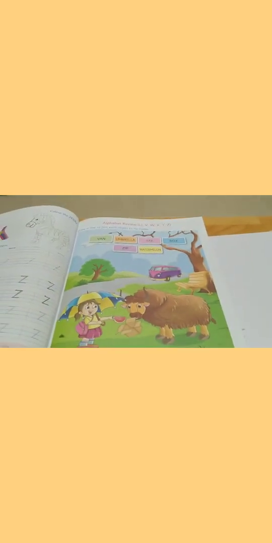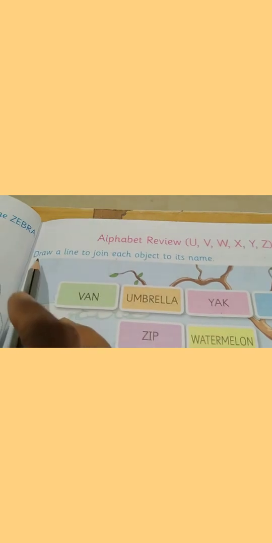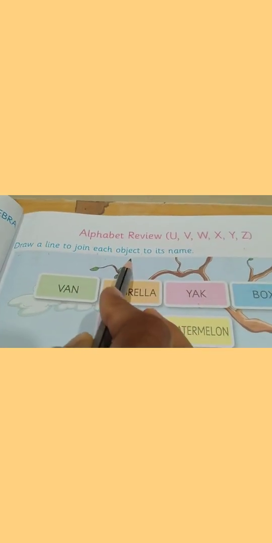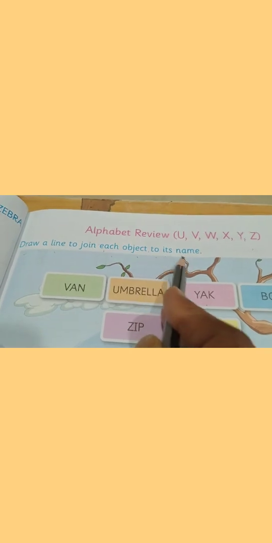See, this is the picture and you have to draw a line to join each object to its name. Now suppose this is a van, no? The van, you have to put a line. We have to join to the van. And then this is the umbrella. Where umbrella is there, that umbrella you have to bring and touch to the umbrella. In this way you have to write.